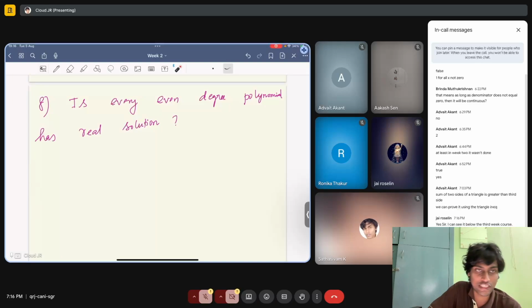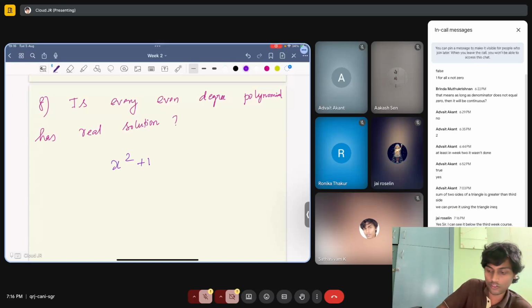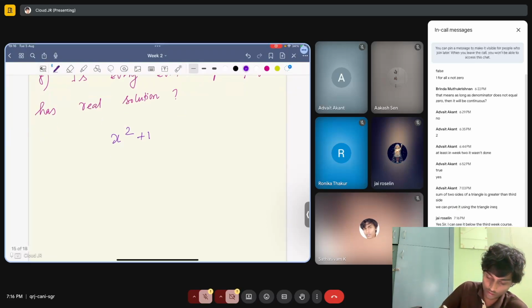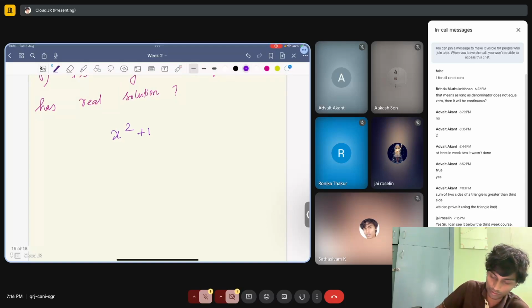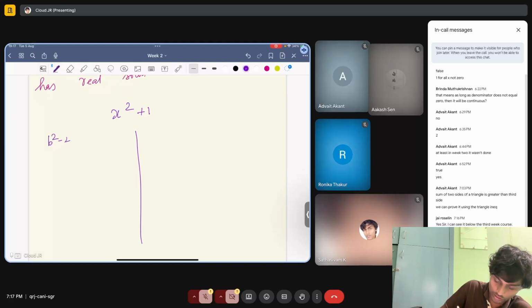So there is another answer. It's x square plus 1. So x square plus 1 is the polynomial which does not have a real solution. One can prove it in different ways; I will probably prove it in multiple ways. One is to just find the discriminant, b square minus 4ac.